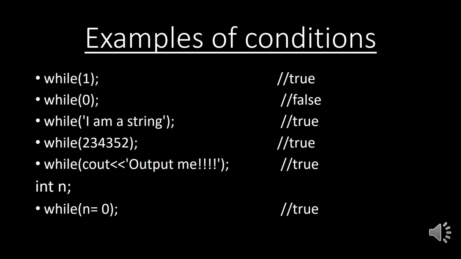Take a look at the penultimate example. We only know that the cout statement executes. Since it does not return 0, the condition is satisfied, but it would return anything. See the last example. We are assigning 0 to n, but the return value will not be 0, so the condition is satisfied.